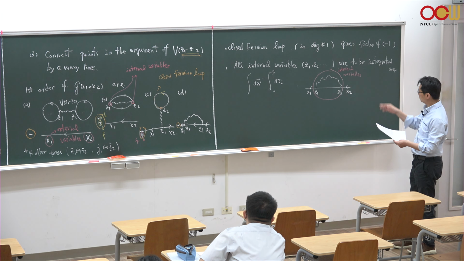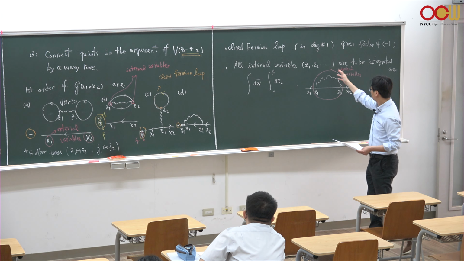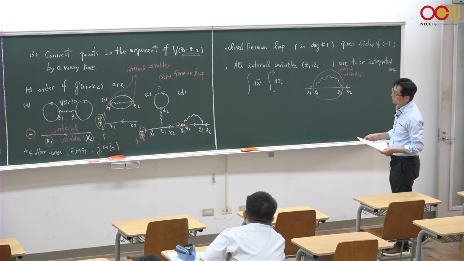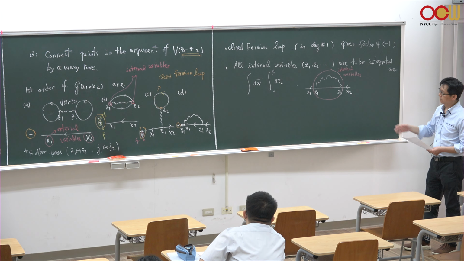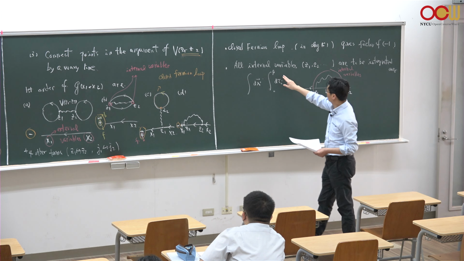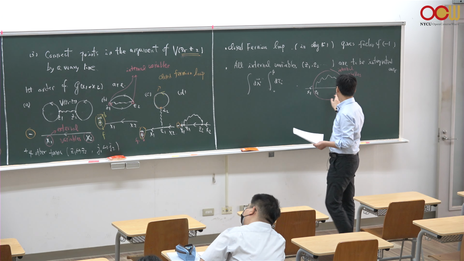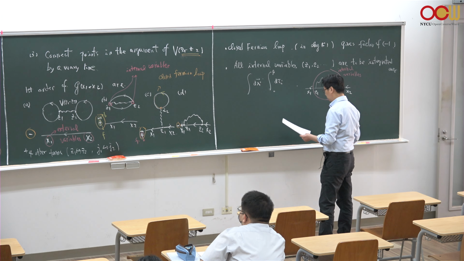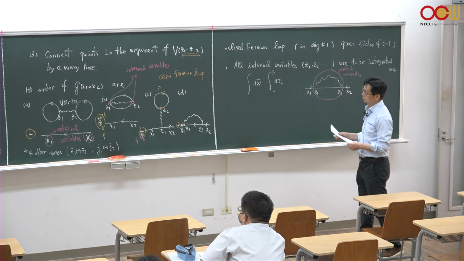Okay, so this illustrates that you can easily classify the internal and external variables by drawing this Feynman diagram. So we need to integrate over all the internal degrees of freedom labeled by z's, and we do not integrate over external variables.